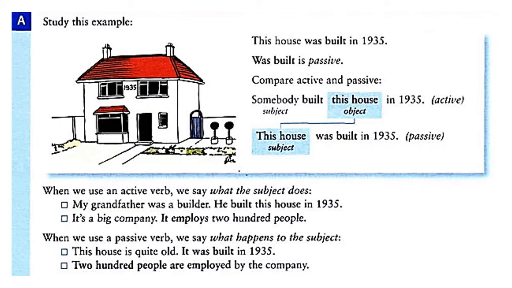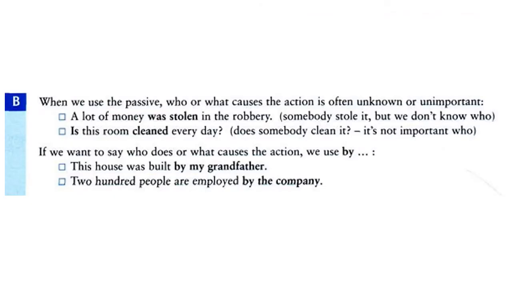When we use a passive verb, we say what happens to the subject. This house is quite old. It was built in 1935. 200 people are employed by the company. When we use the passive, who or what causes the action is often unknown or unimportant. So we delete it or we put it at the end.